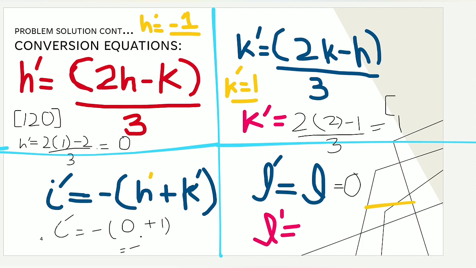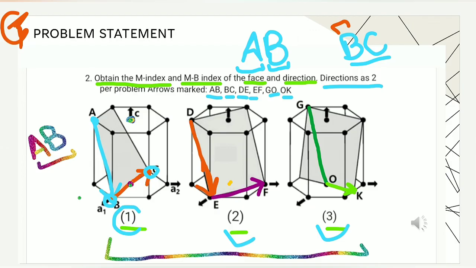These are the Miller-Bravais indices for OK direction. Let me write them in order. It is 0, 1, 1 bar, 0. So these are the Miller-Bravais indices for OK direction. I hope you people liked that video. It was a very good example where we calculated Miller-Bravais indices as well as Miller indices for a variety of directions. And yeah, that's it for that video.